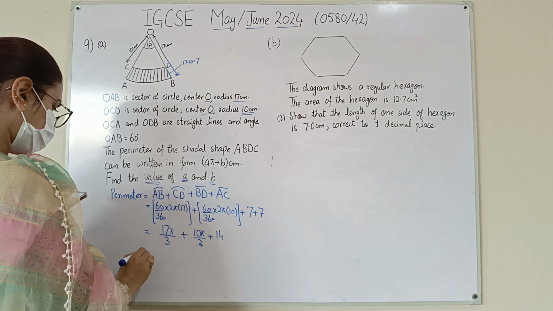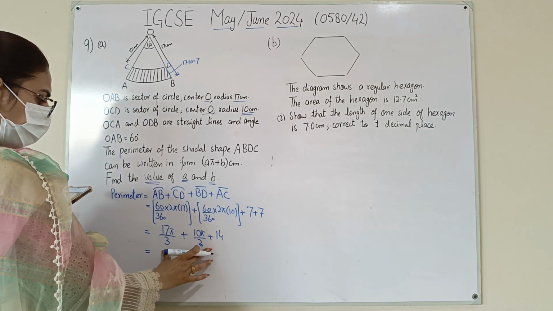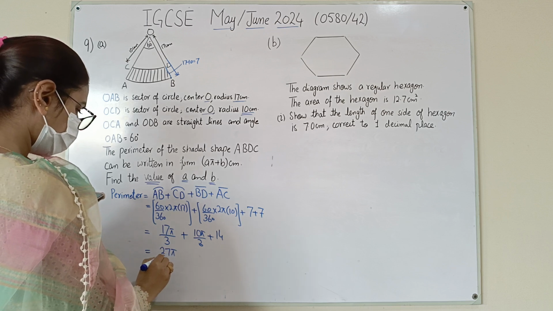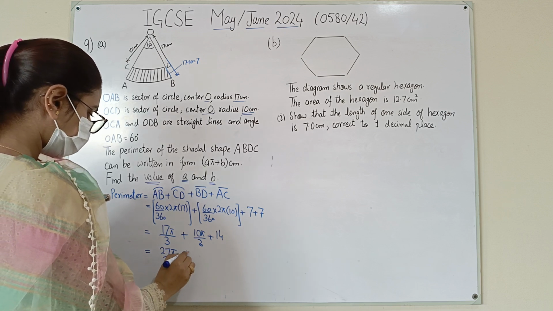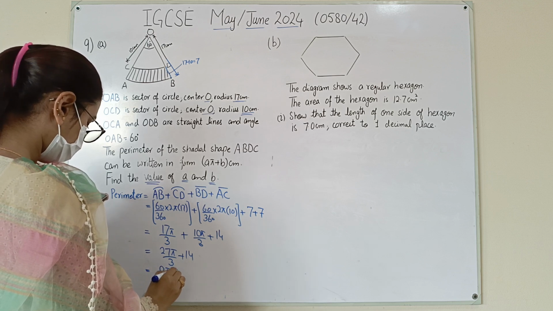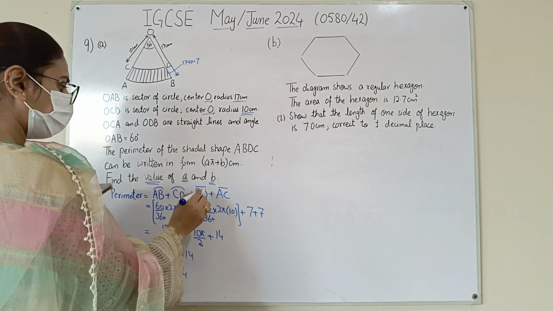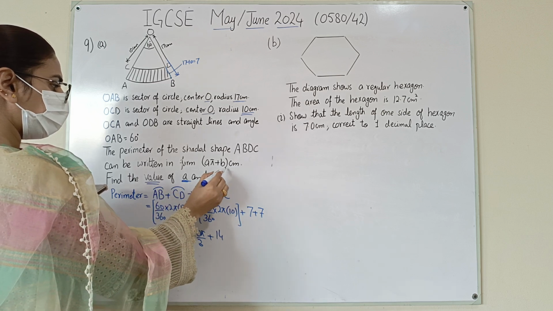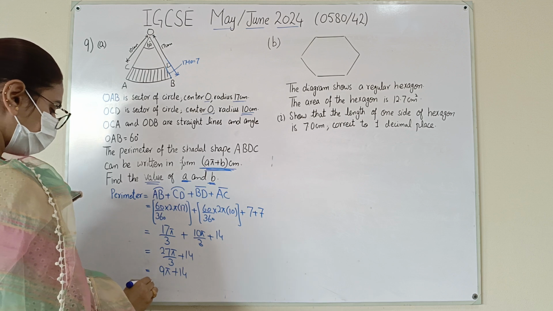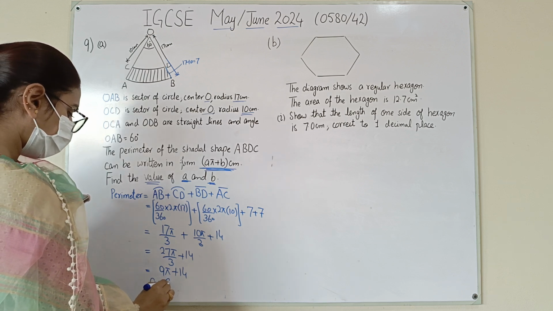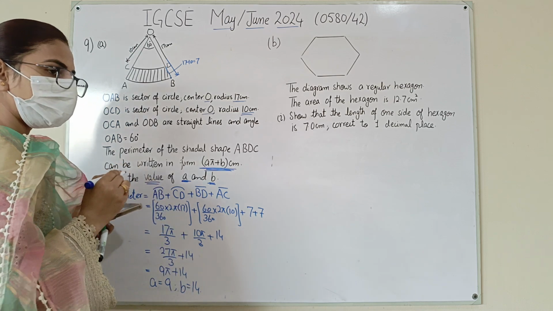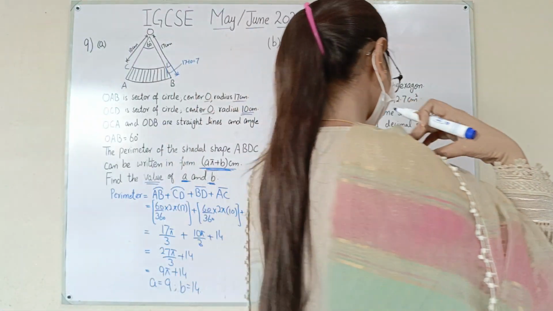Now you have to take the LCM, or you simplify these two terms first. 10 plus 17 will be 27 pi by 3 plus 14, it will be 9 pi plus 14. You have to calculate the value of A and B over here, while the question has taken the form like this. So on comparison, the value of A will be 9, whereas the value of B will be 14 over here. This was a simple question. Now let's move toward the next part.